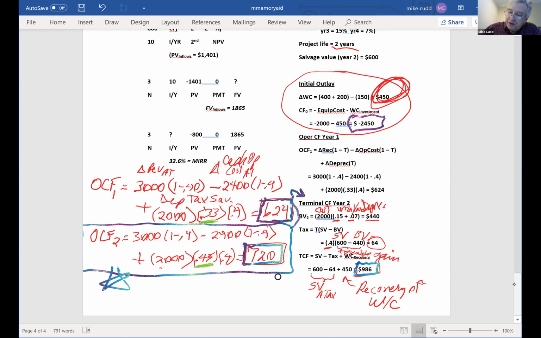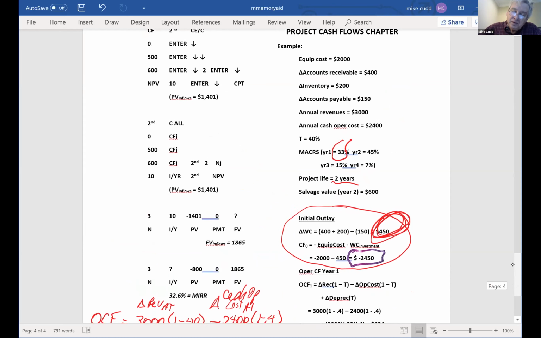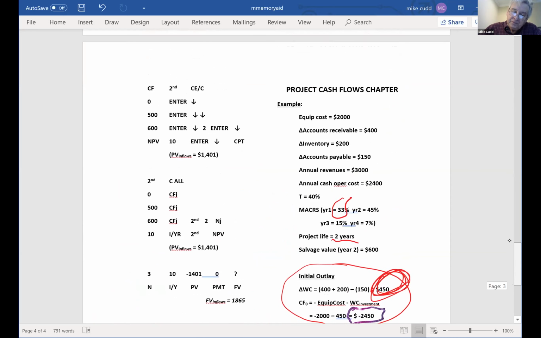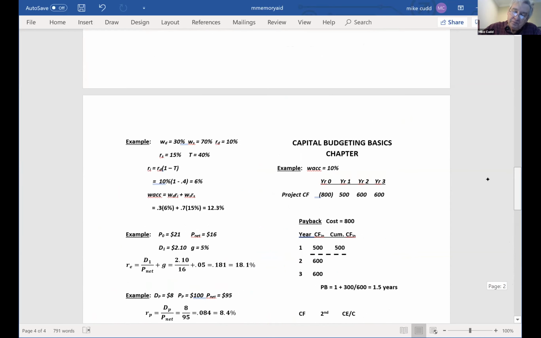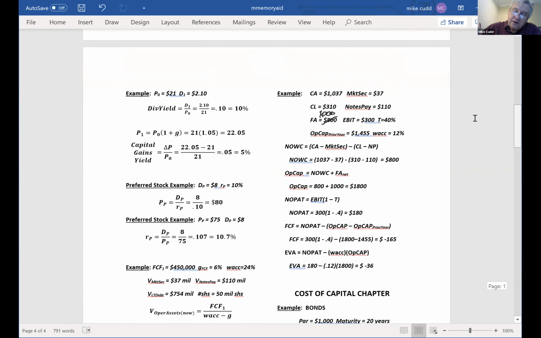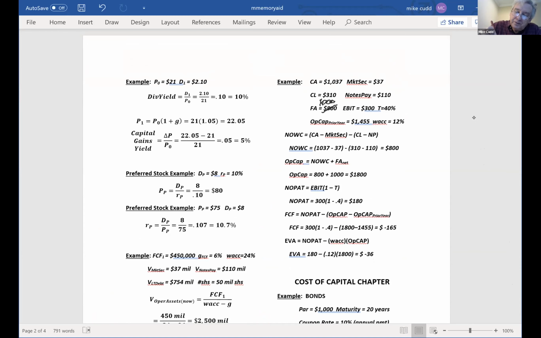On this memory aid, you did catch it that in an earlier problem, on the first page, fixed assets, instead of 800, should have been 1,000. I'll call that a typo.